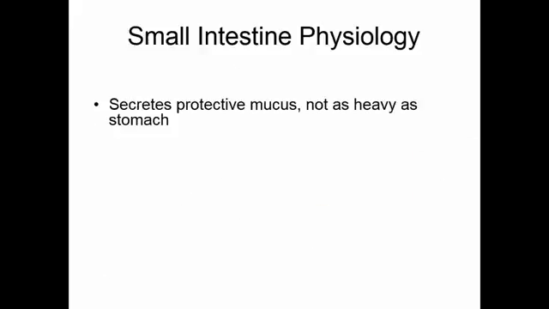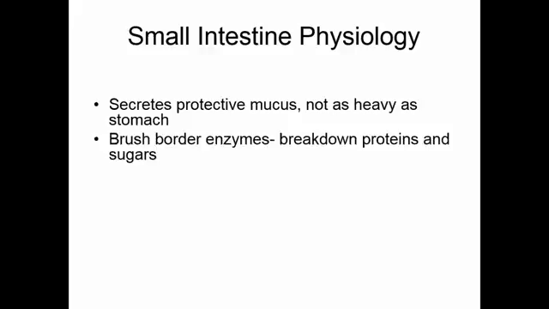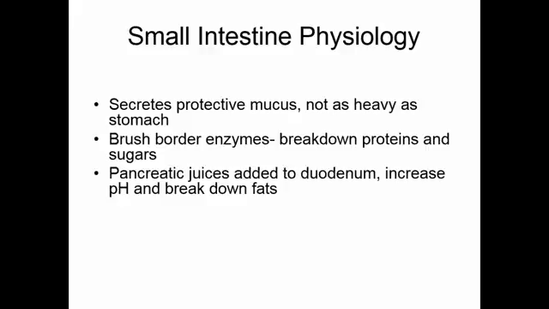It's not quite as heavy as the stomach. The stomach acid is somewhat neutralized by some of the secretions that enter the small intestine. There are brush border enzymes that are produced by the cells that line the small intestine. These break down proteins and sugars. Pancreatic juices are also added to the duodenum. This is part of what neutralizes the pH of the stomach acid, and pancreatic juice will carry enzymes that will break down proteins, carbohydrates, and fats.